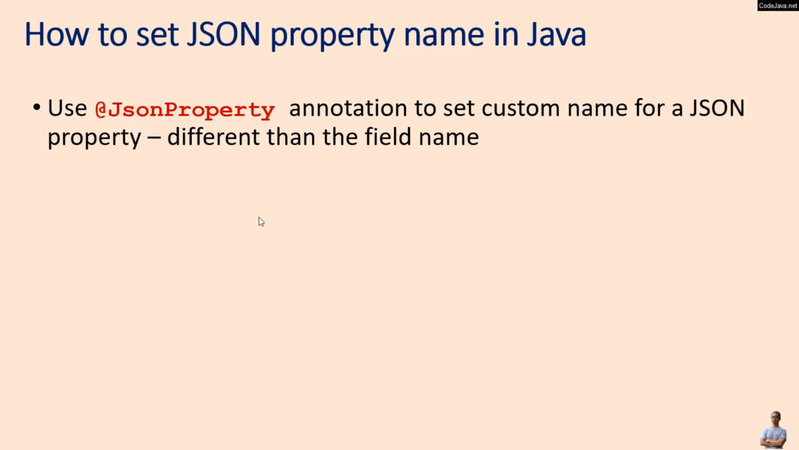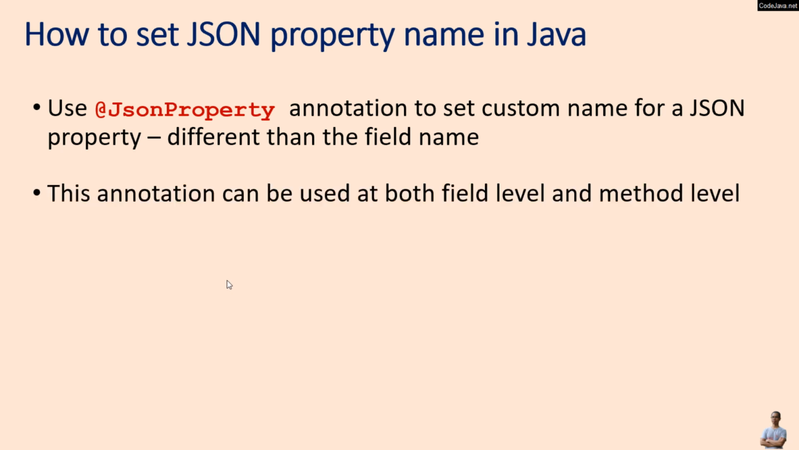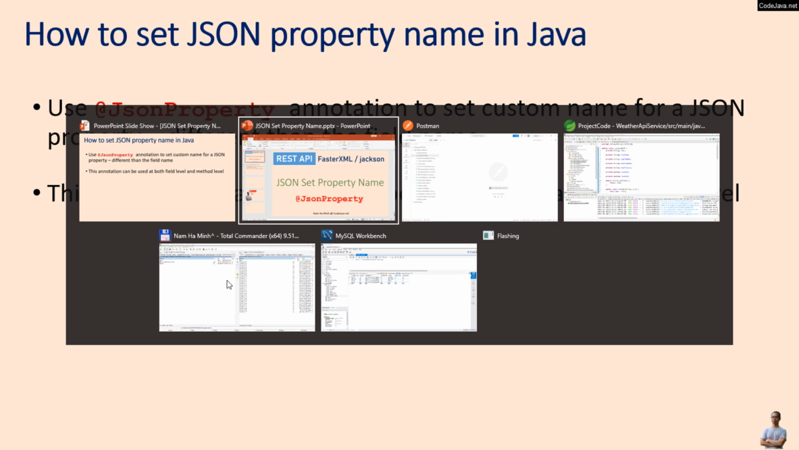In this video, I'd like to share with you how to use the JSON property annotation provided by the FasterXML JSON library in order to set a custom name, logical name for a JSON property, the name that is different than the field name, and note that the JSON property annotation can be used at both field level and method level. Now let me show you some examples.